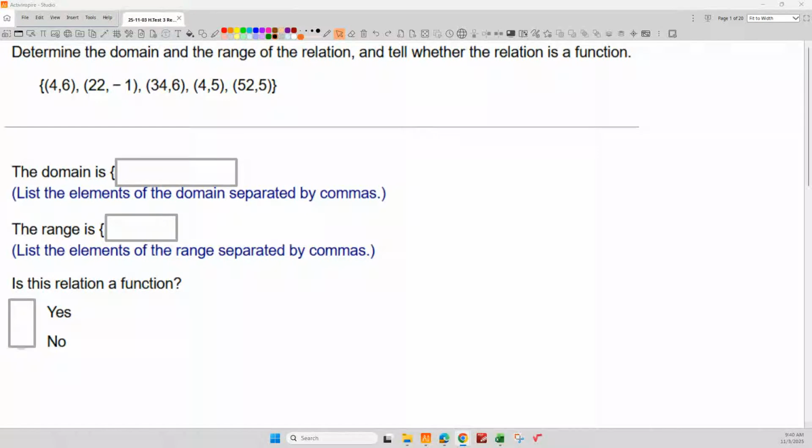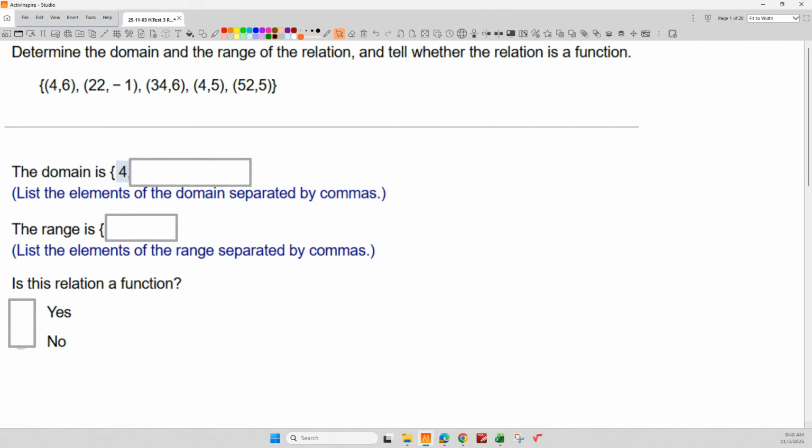All right. So we're going to review relations and function stuff real quick. Click those all the way closed. Determine the domain and range of the relation and tell whether the relation's a function. So how would I get the domain? Right. It's just the set of all the x coordinates. What if I have, so what is it going to be here? You tell me. Let's put them in order.